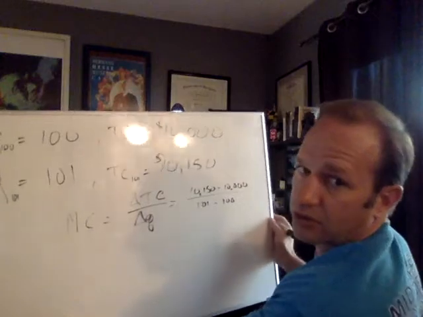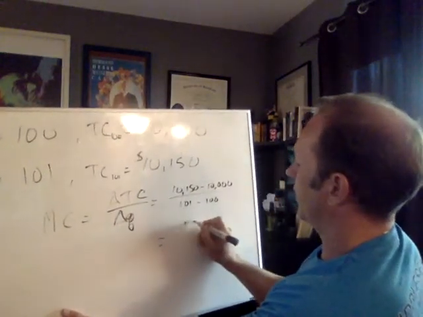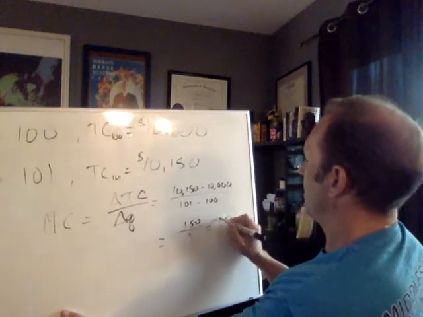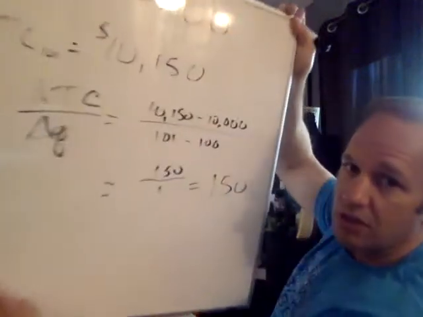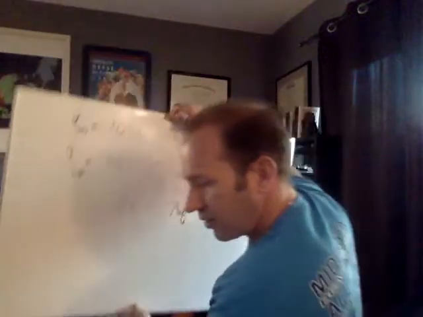So these numbers are a little simple. That's why many of us probably just saw that. So that's equal to 150 divided by 1, which is 150. Making that unit, the 101st unit, cost $150. That's what that one cost you. So that is the marginal cost, and that is the answer for letter A.